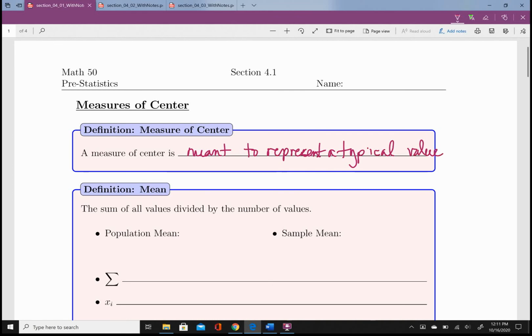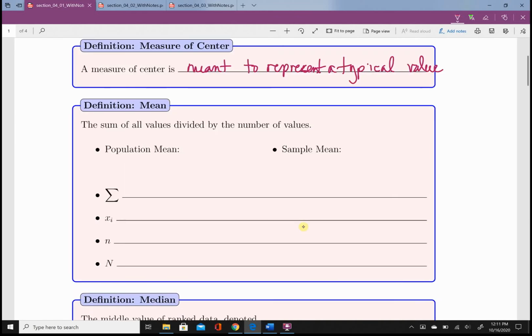Now let's get into some notation here, and we're going to talk about the population mean versus the sample mean. There are some formulas that we want to encounter here, so let's make sure that we write those down, using the population and sample notation. Hold on just a moment, I'm checking my notes here. I want to make sure I get all the notation.